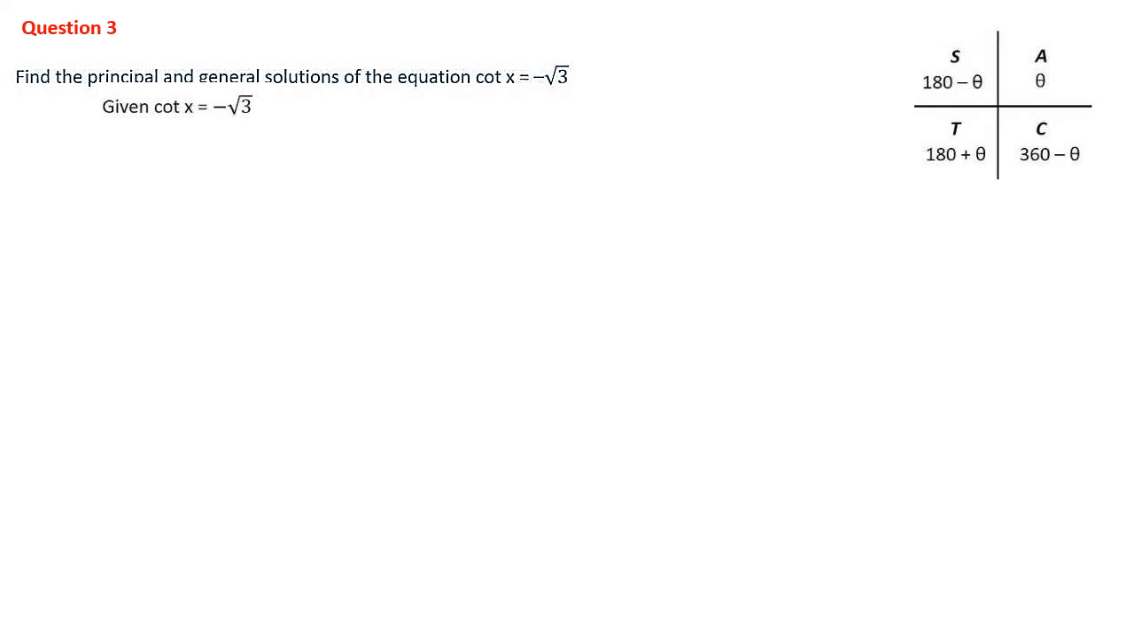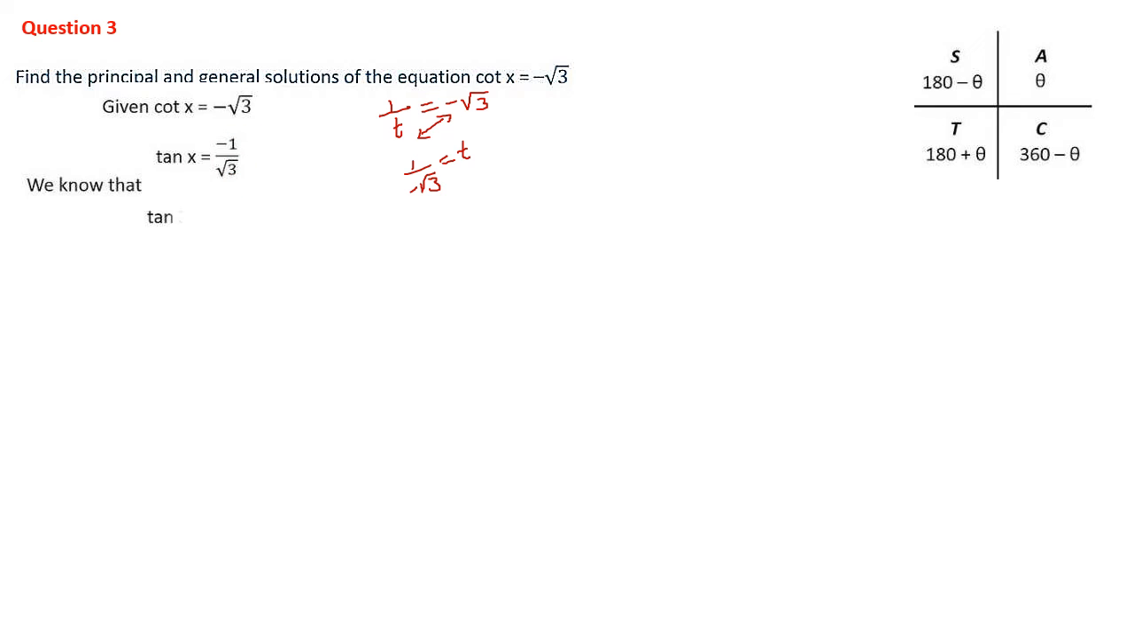A little bit of calculation. Cot x means 1 by tan, so I am writing 1 by tan x is equal to minus root 3. Here I am bringing the tan to the right side and minus root 3 to the left side as the denominator. So 1 divided by minus root 3 is equal to tan x. So I will be getting the answer as tan x is equal to minus 1 by root 3.